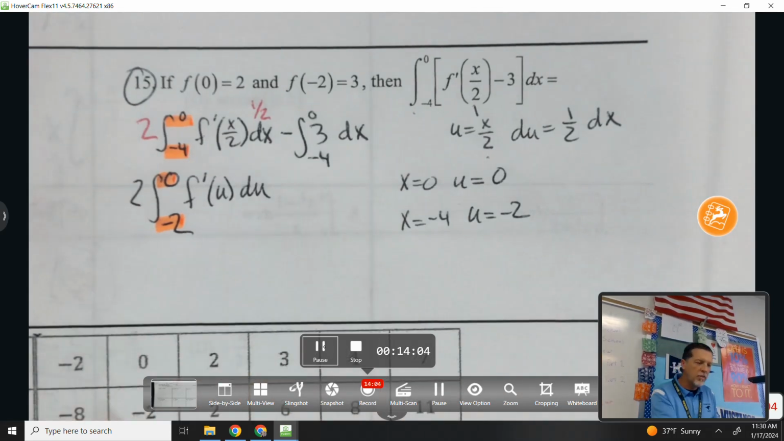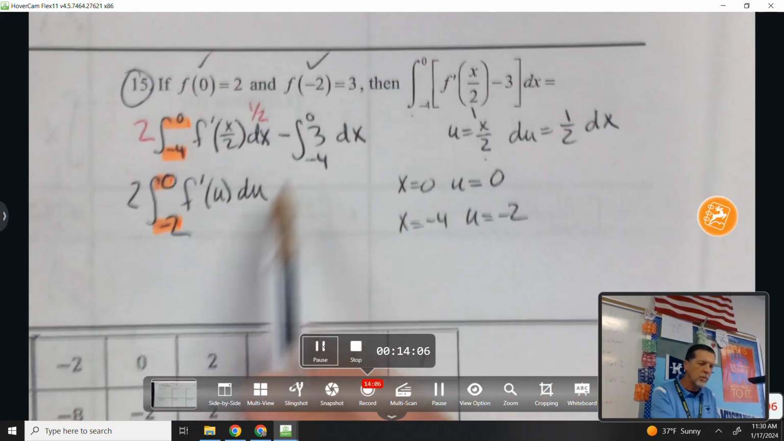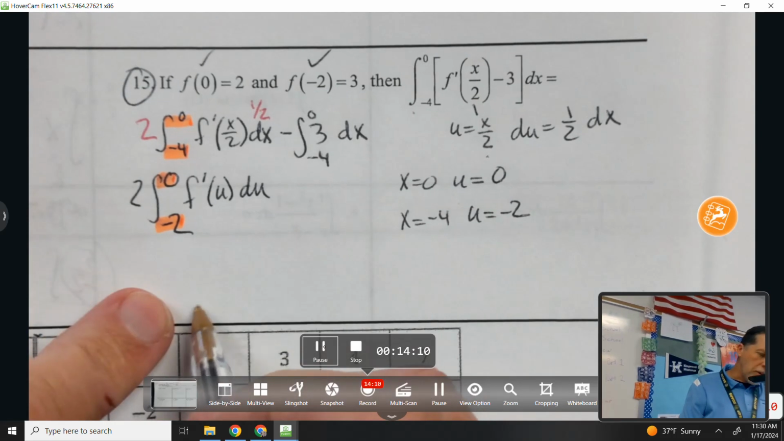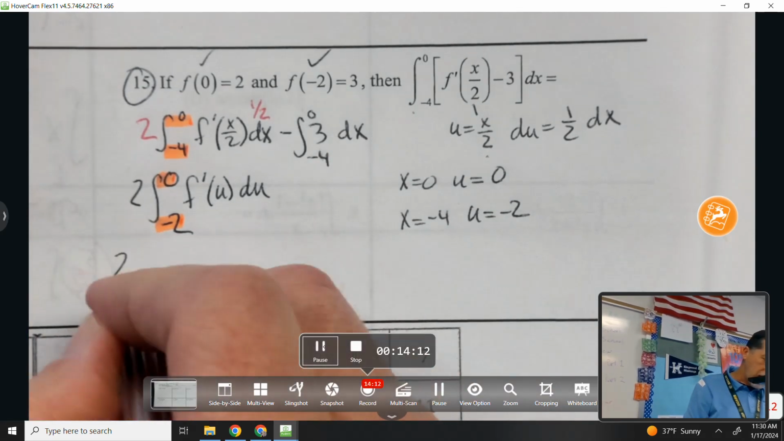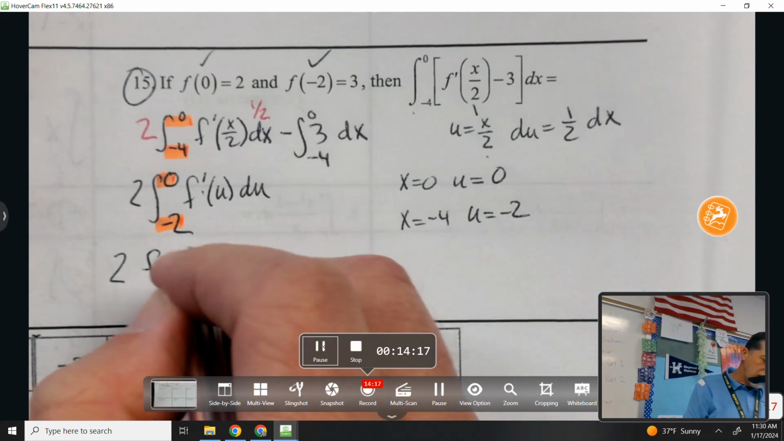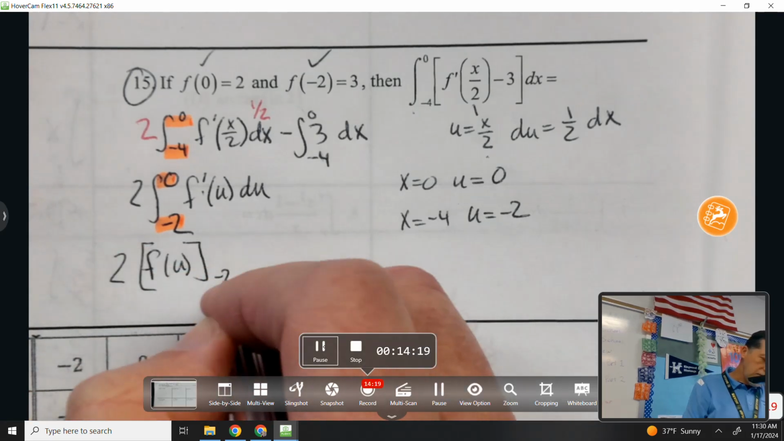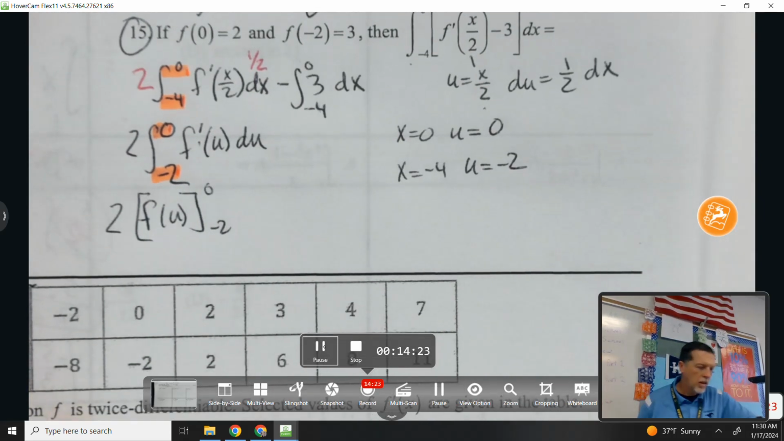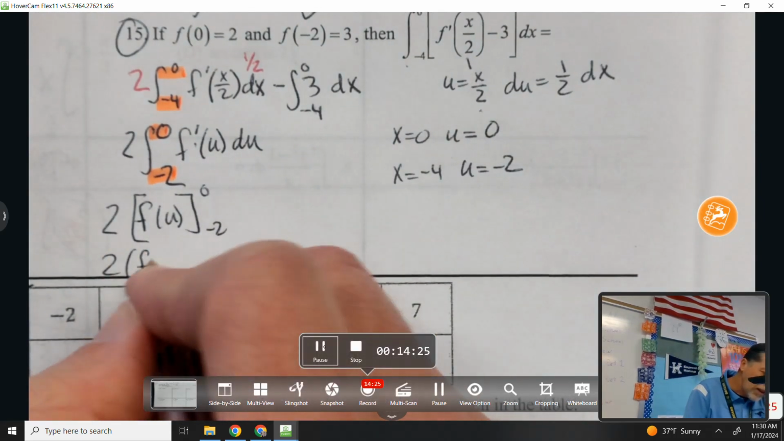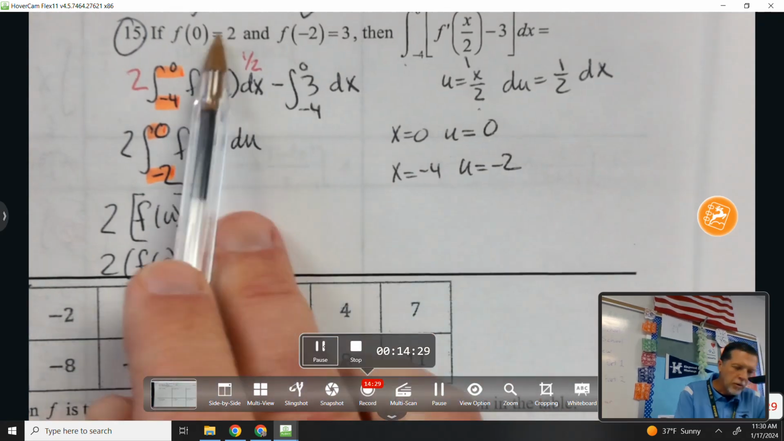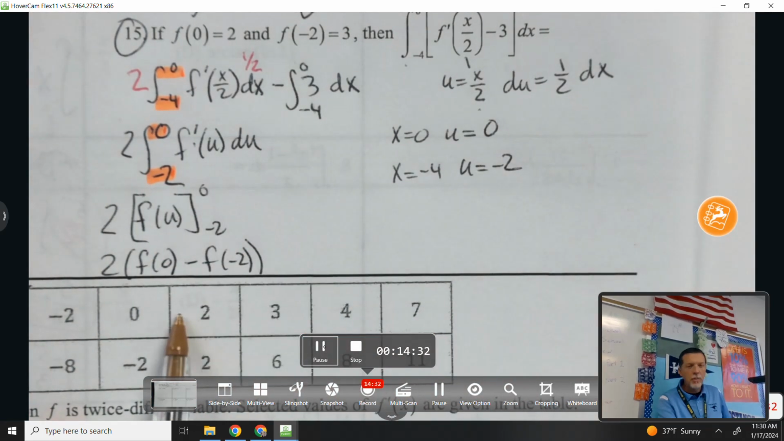This fits real well with what we already know, so that's good. Let's keep going on this. We'll come back to that 3 in a minute. The antiderivative of the derivative is back to f, from negative 2 to 0. So 2 times f of 0 minus f of negative 2, which we have. This is not a safe stop. I've got to plug those in, but we're almost there.